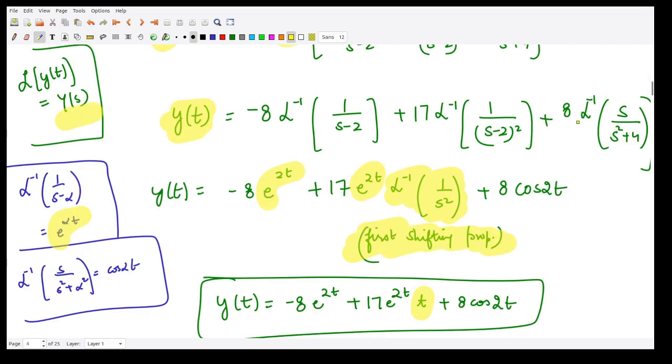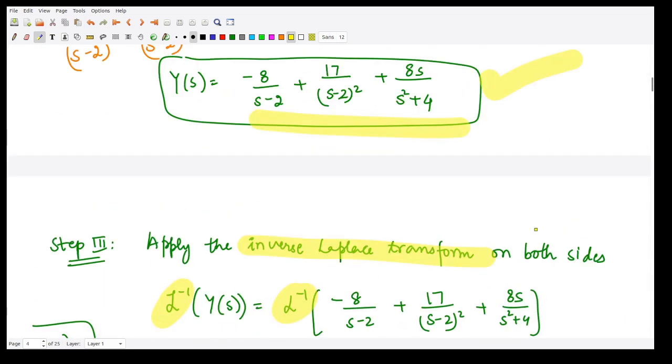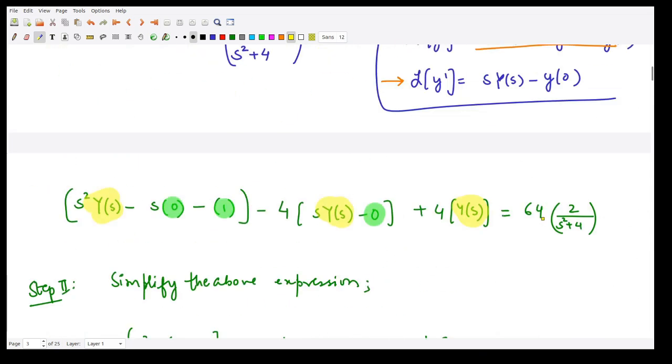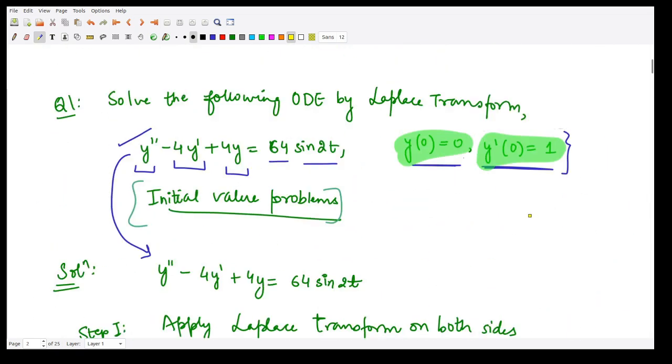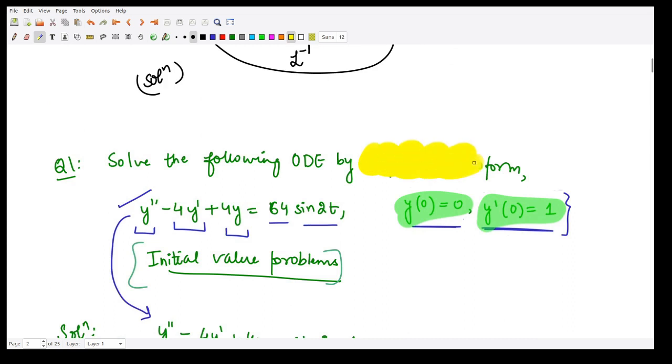And the last term would come as such, and the Laplace inverse of s by s square plus 4 is cos 2t. Why? Because you know this formula, the Laplace inverse of s divided by s square plus alpha square is equal to cos alpha t. So accordingly we have cos 2t here. This is the final solution of the initial value ordinary differential equation that we were seeking. And you saw that solving this differential equation becomes much easier using the Laplace transform, and that is what we intended to do over here.